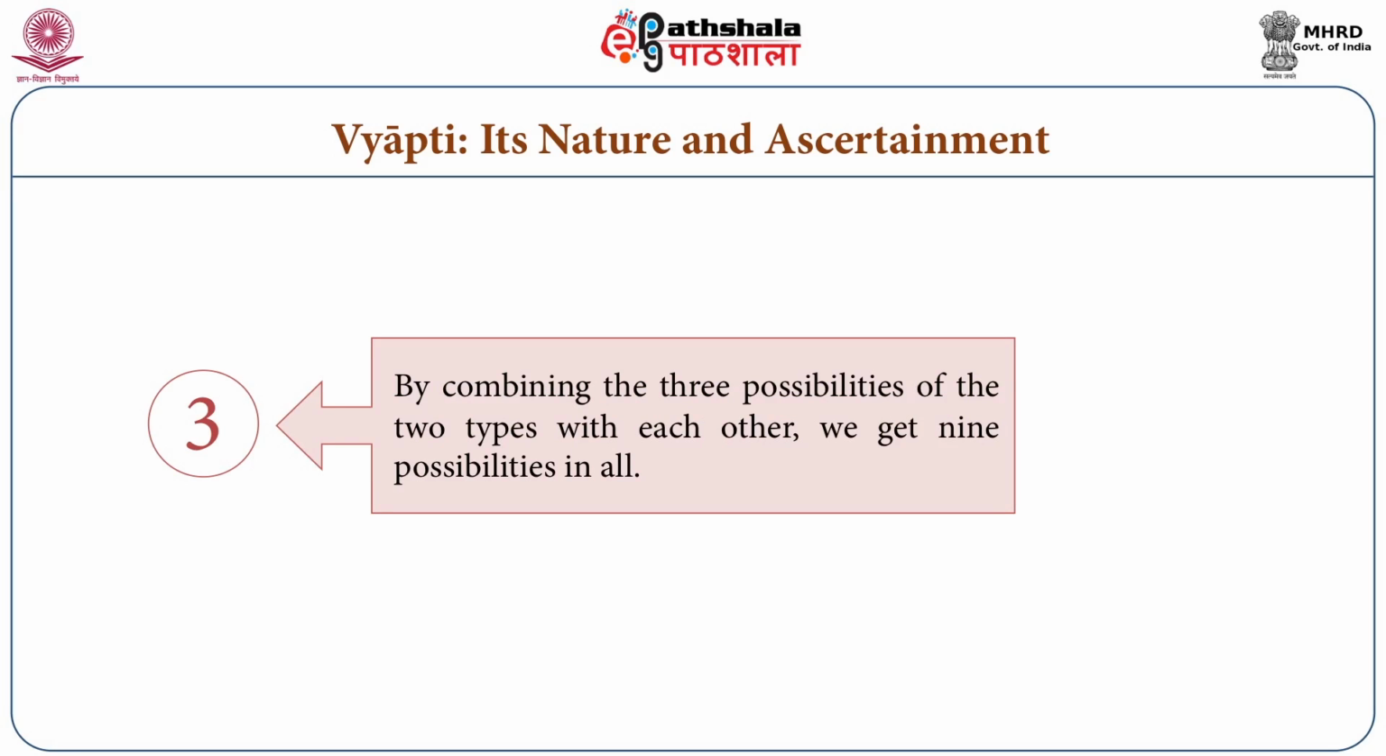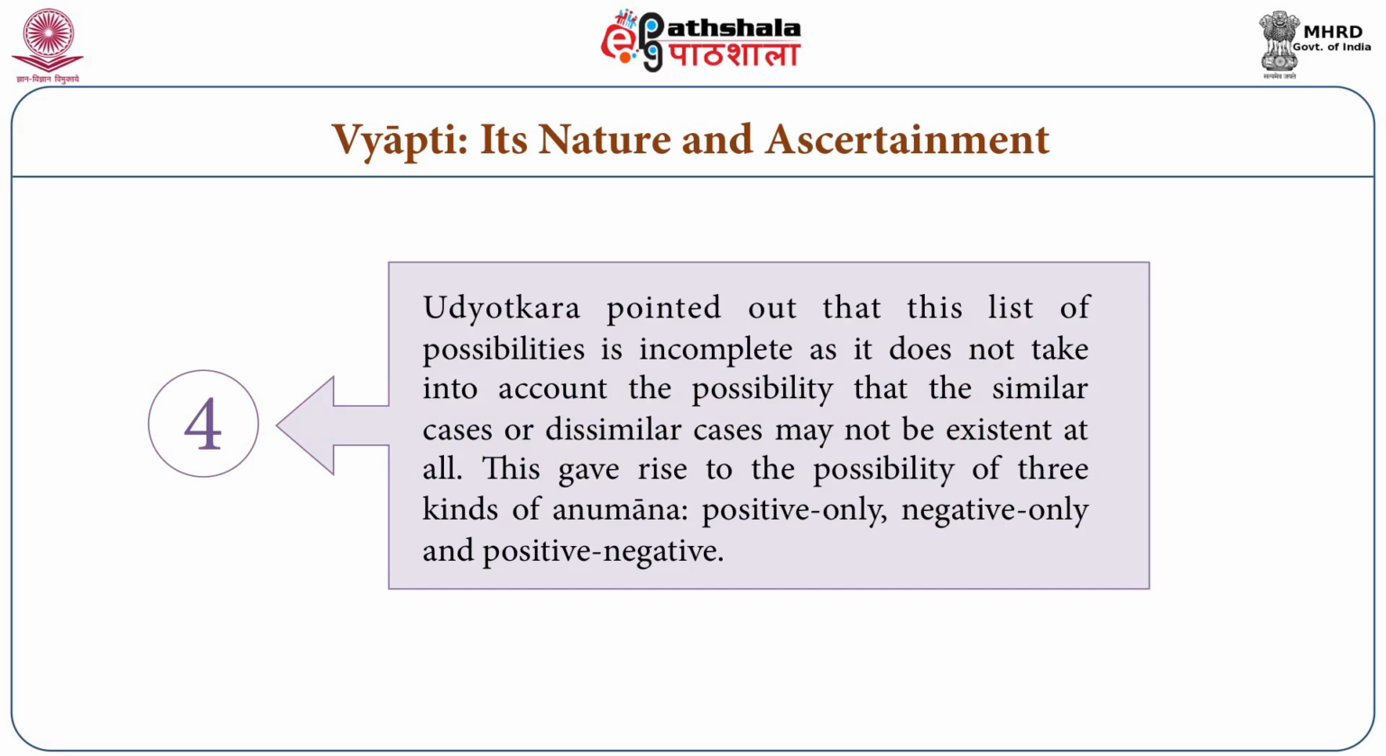Now we find that after Dinnaga came the Nyaya logician Udyotakara, who pointed out that this list of possibilities is incomplete, as it does not take into account the possibility that the similar cases or dissimilar cases may not be existent at all. This gave rise to the possibility of 3 kinds of Anumana: only positive, only negative, and positive negative.